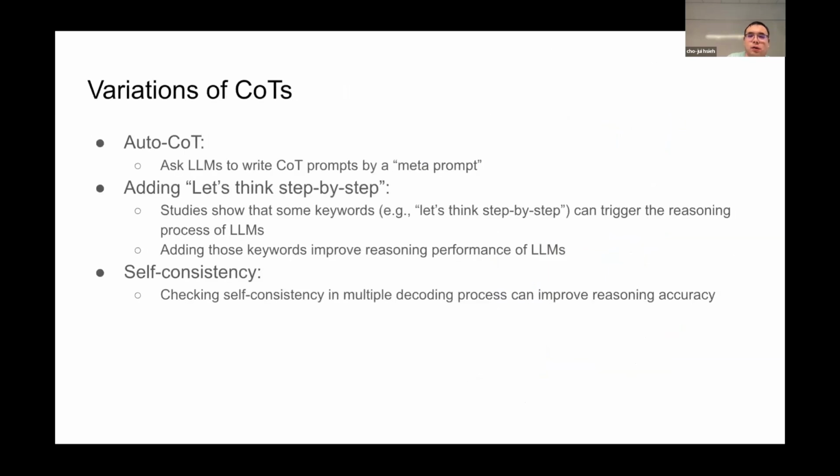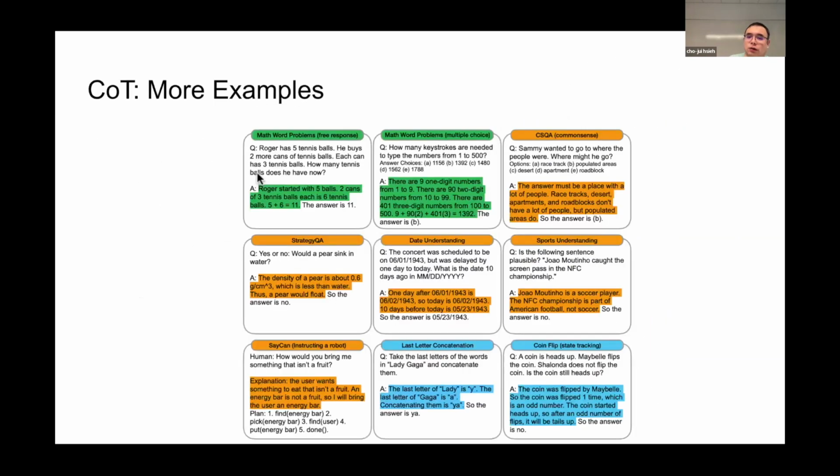Okay, and there are many variations of chain of thought. I won't list all of them here. This is just some examples I'm more familiar with. For example, there's Auto-CoT. As I mentioned here, in chain of thought, you need to write the reasoning process by yourself. So it's kind of hard sometimes.